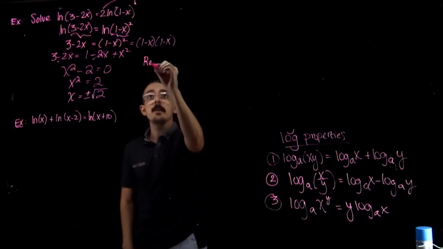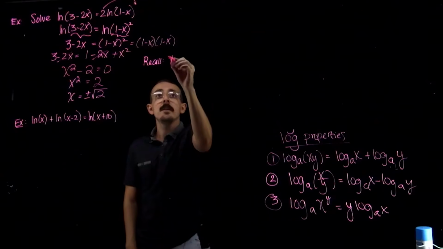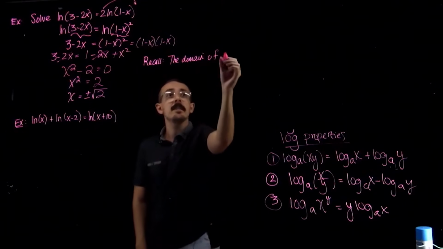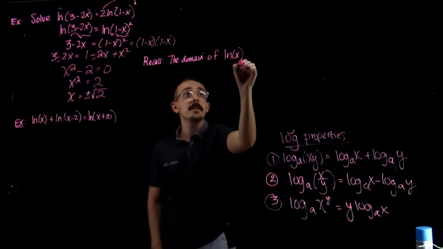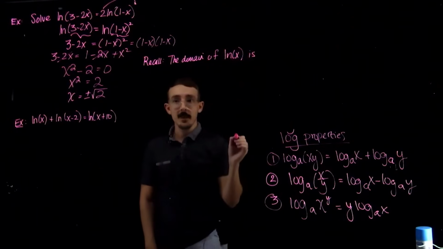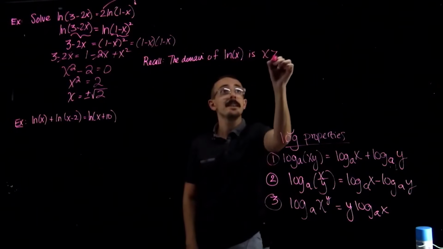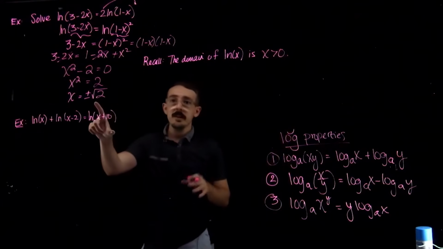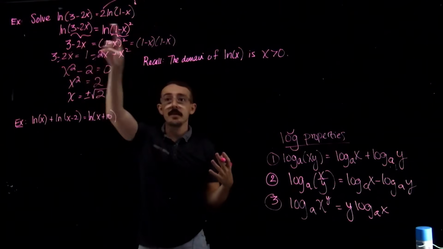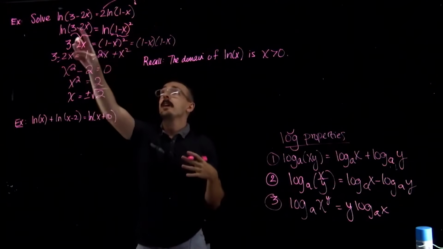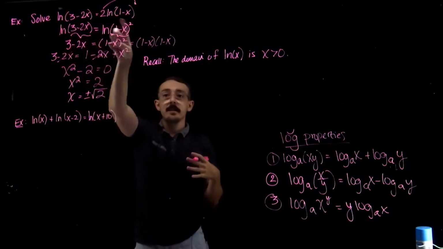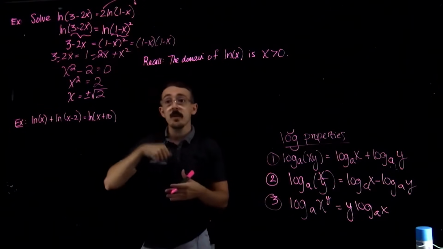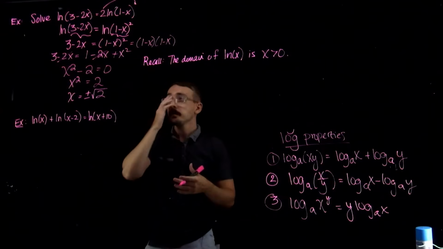So recall the domain of ln of x, of any logarithm, is, and what was it? It is x has to be greater than 0. So what you're doing is plugging in your possible answers into the original, and you need to make sure that whatever is inside the log does not go negative or to 0. If it does, you have to throw out the possible solution.